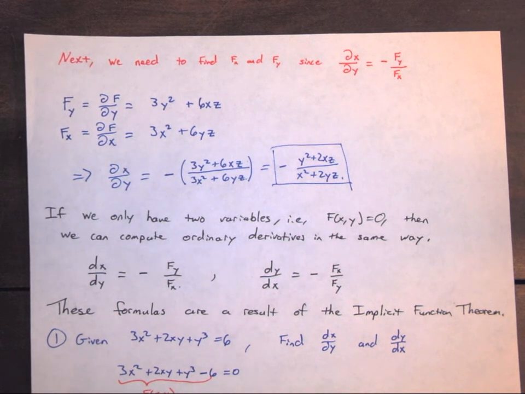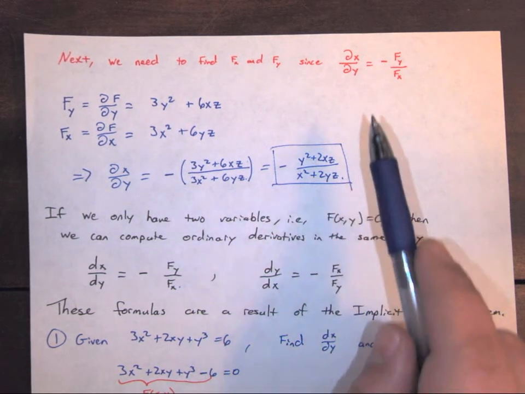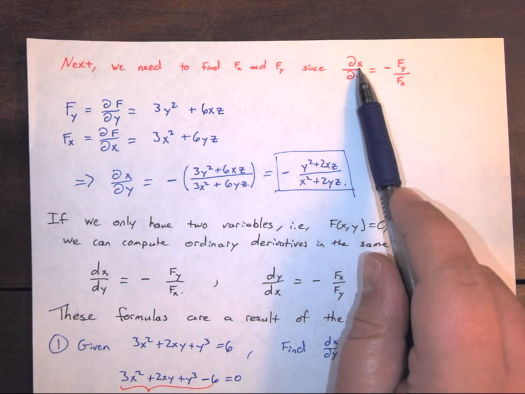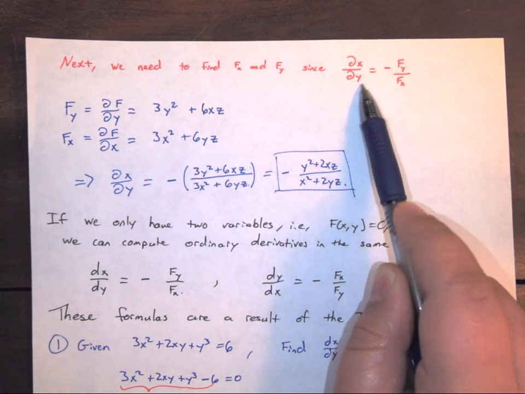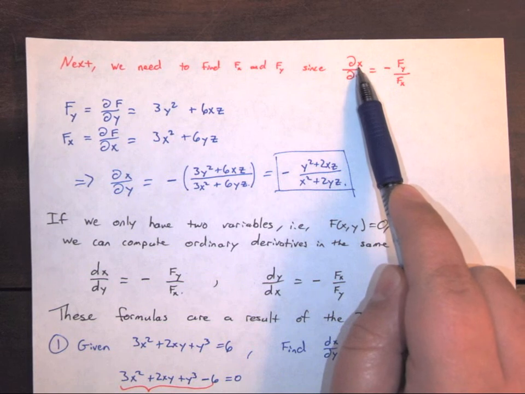So really what was happening before, when I had a function of three variables, and I'm trying to do this implicit differentiation, I'm saying that, for instance, up here, where I wanted to find the partial derivative of x with respect to y, since I had three variables in this function, I'm thinking of x as a function of y and z.